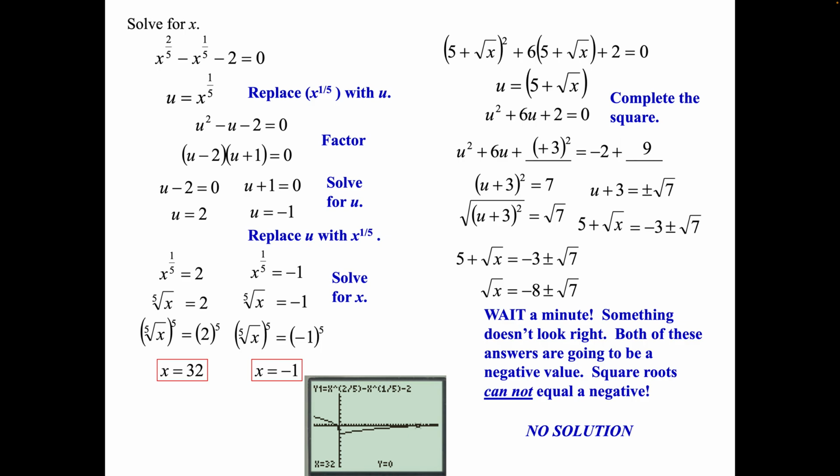Now, if you go back to the previous problem and think, well, I'm going to graph that whole left side that's equal to 0. You graph it, your entire graph is going to be above the x-axis. It will never cross the x-axis. Therefore, no solutions. All right, next.